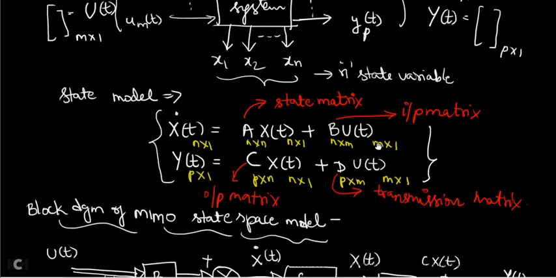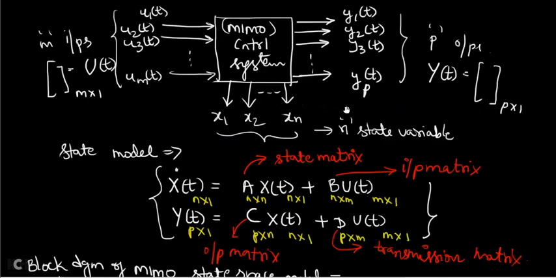You know u of t, previously I wrote 1 cross 1 for SISO, but u of t for multiple inputs is m cross 1. M means the number of inputs. And previously for y of t also I wrote 1 cross 1, but now I am writing p cross 1. P represents the number of output signals. That's why I am writing p cross 1 for y of t.